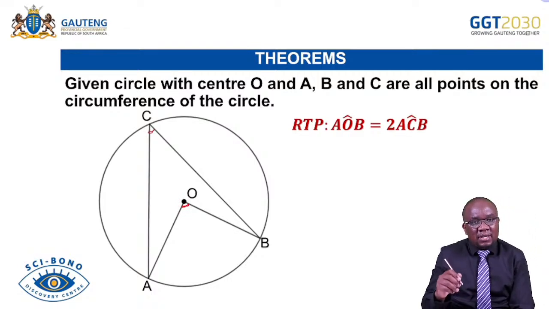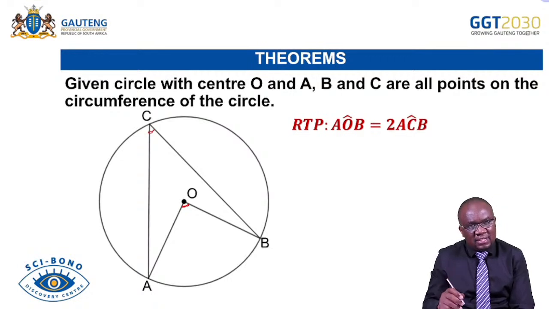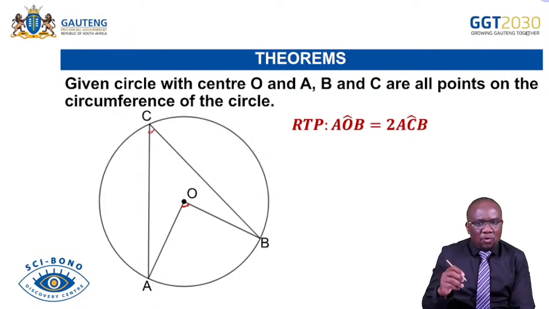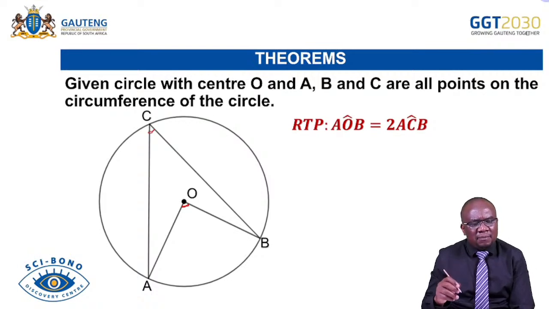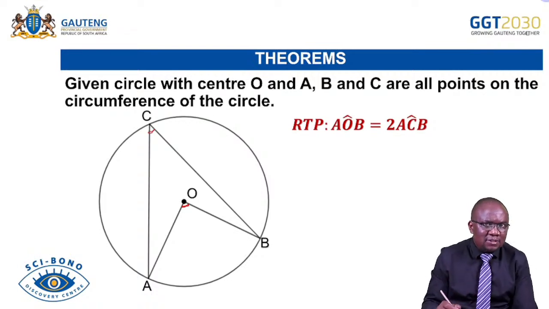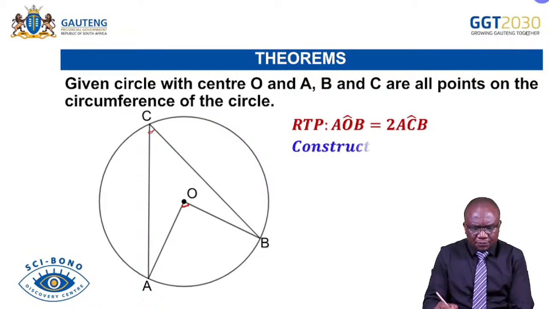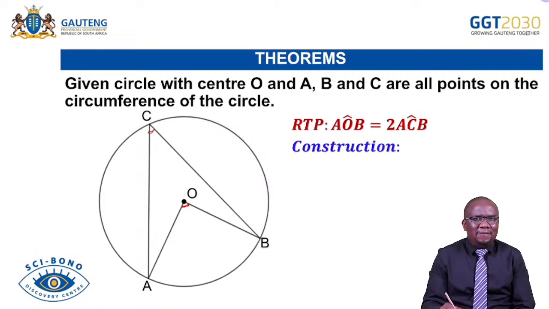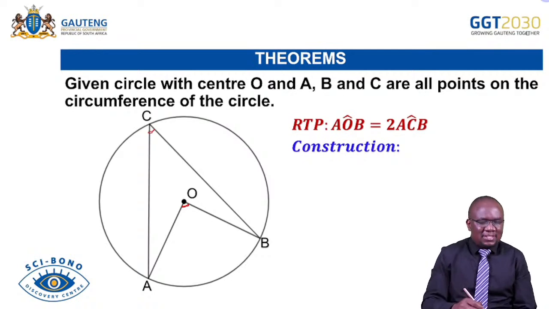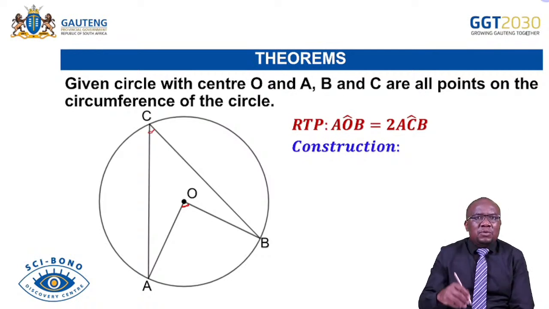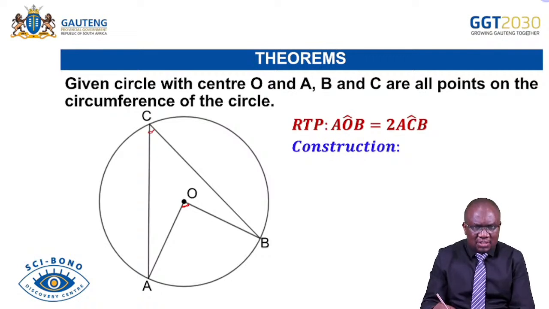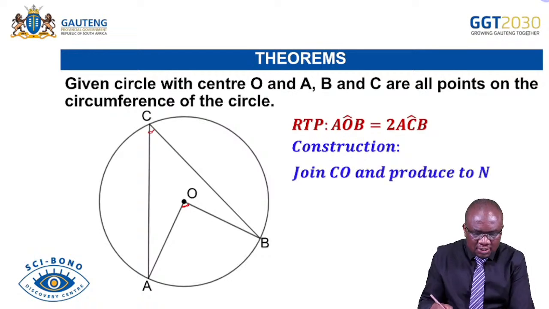Angle subtended by the arc at the center of the circle is twice the angle subtended by the same arc at the circumference of the circle. Don't forget that. Now, construction. You see that every time you're proving, there is construction. If you start writing things without constructing, you are not going to get any marks. Construction, very important. So now, join CO and produce to N.